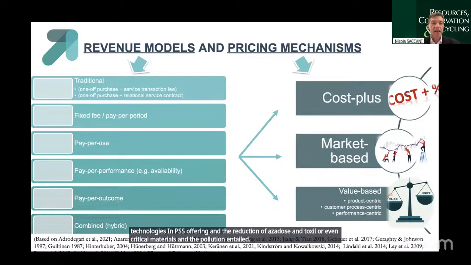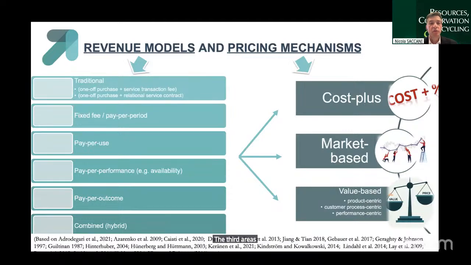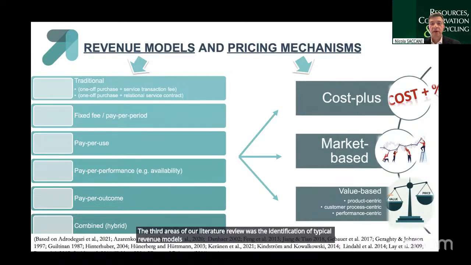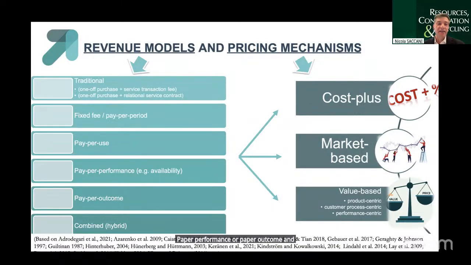The third area of our literature review was the identification of typical revenue models and pricing mechanisms adopted for PSS. Here there is really nothing new for whoever knows this domain. So we have the traditional revenue model, pay-per-period, as I mentioned, or fixed fee, pay-per-use, pay-per-performance, or pay-per-outcome, and any kind of combination of the above ones, and cost-plus, market-based, or value-based pricing mechanisms.